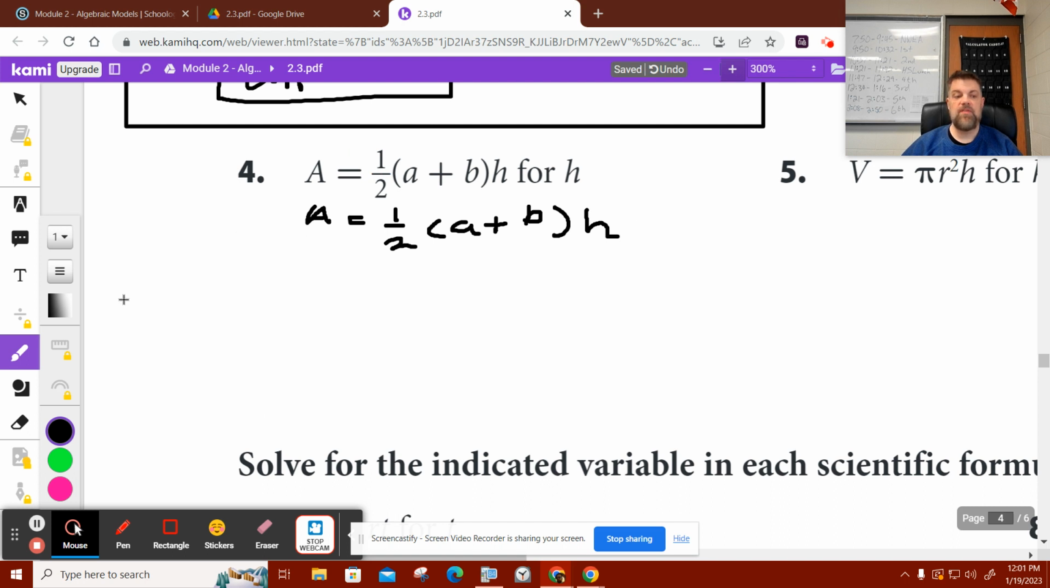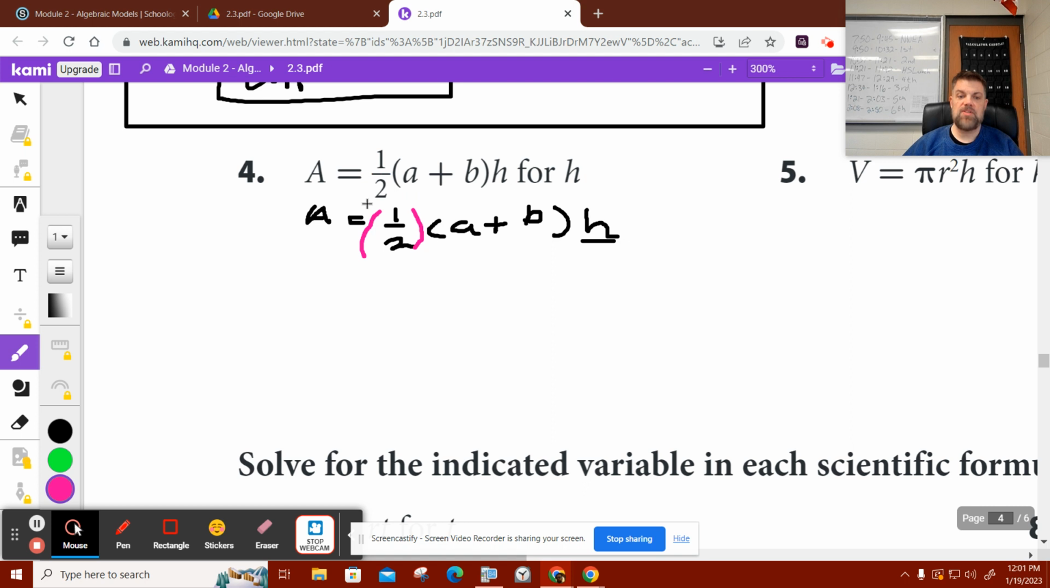Well, we got to move stuff away from the h. The h, this is what we want to get by itself. So what is it that does not make this fun? Well, the parentheses for sure. Okay, what else? Do you guys love fractions? No. So do you remember how we get rid of a fraction?